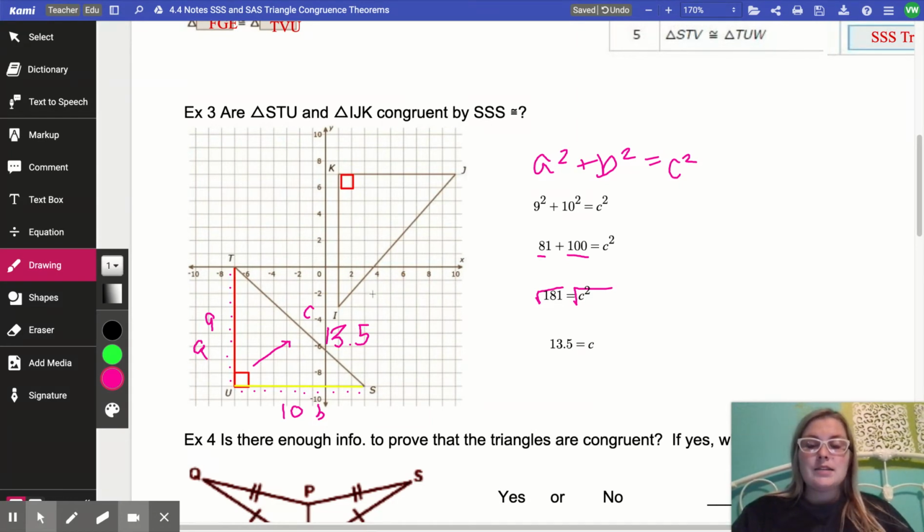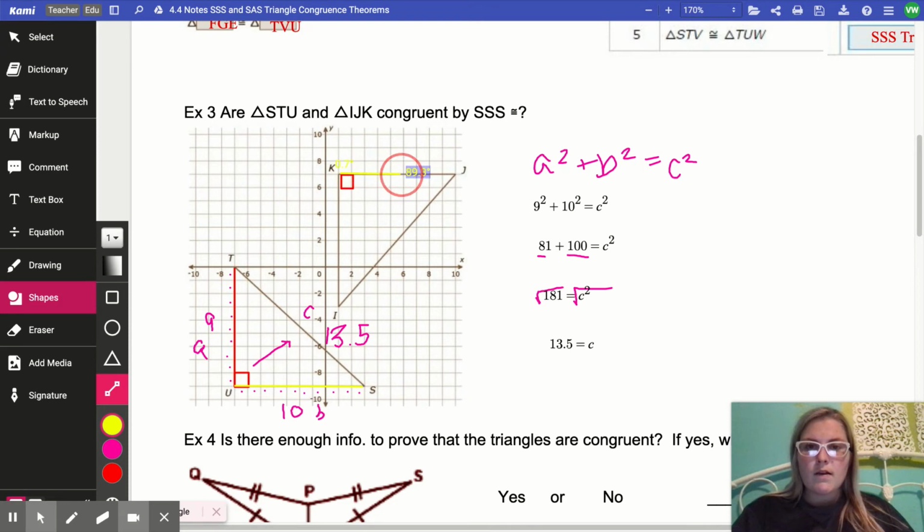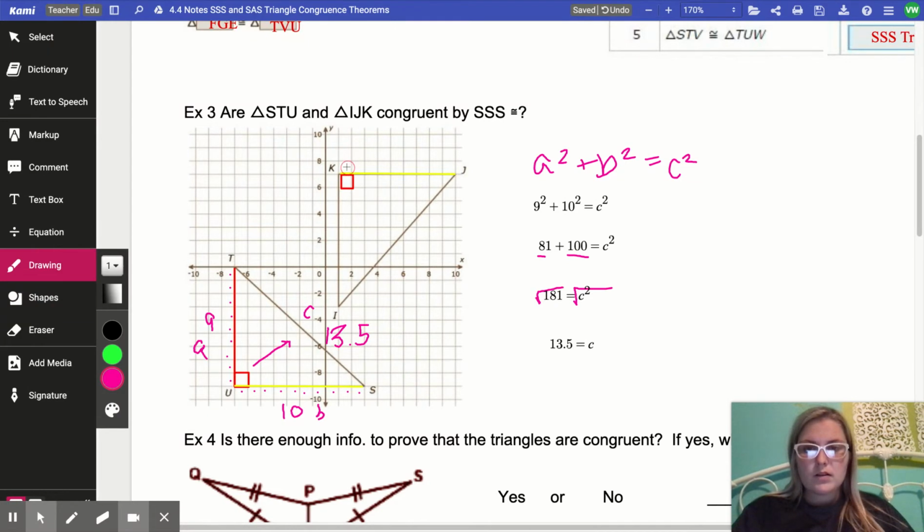Now I need to see if the sides of my other triangle match up. So I'm going to do the same thing I did for triangle STU. So I'm going to count from J to K. So I'll go 1, 2, 3, 4, 5, 6, 7, 8, 9. And I'm just going to double check and make sure I counted that right because I had something in the way. Okay, so this went across 1, 2, 3, 4, 5, 6, 7, 8, 9. Okay, so this side is 9.